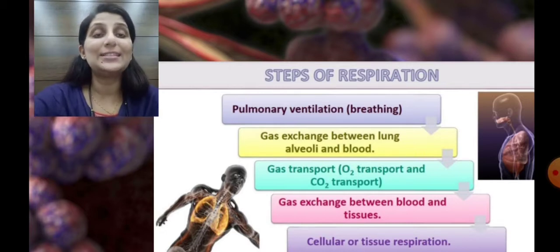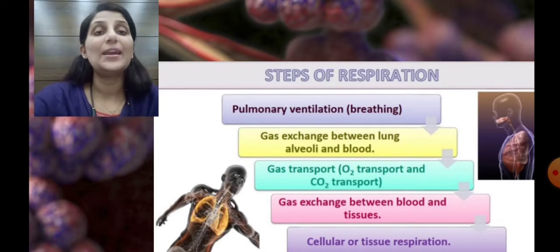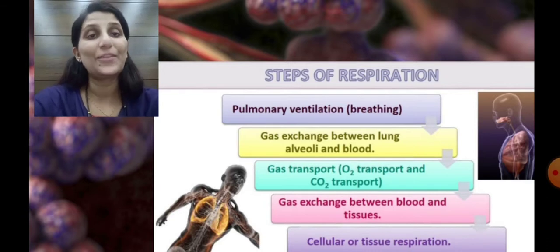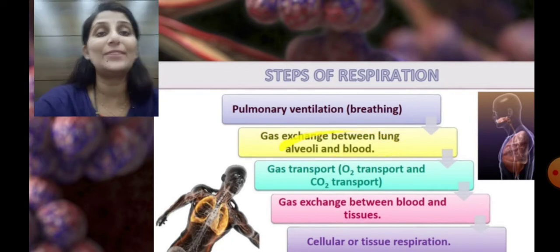Now let us consider the breathing in of oxygen-rich air from the atmosphere. And this oxygen-rich air through the conducting part reaches the alveoli. And the alveoli is the exchange part where exchange of gases has to take place. So the second step is gas exchange between lung alveoli and the blood.